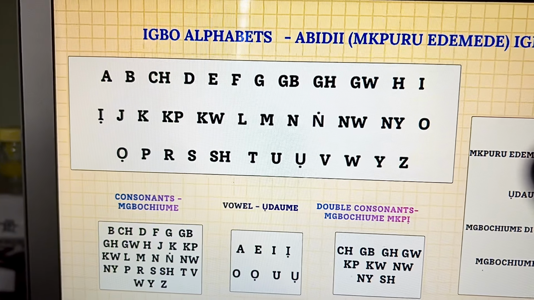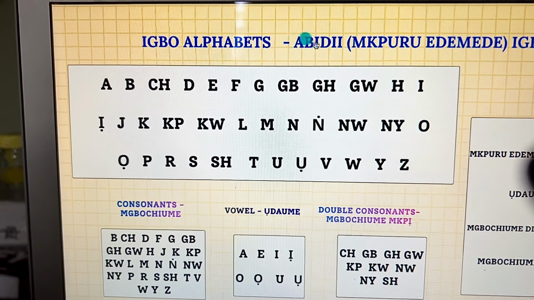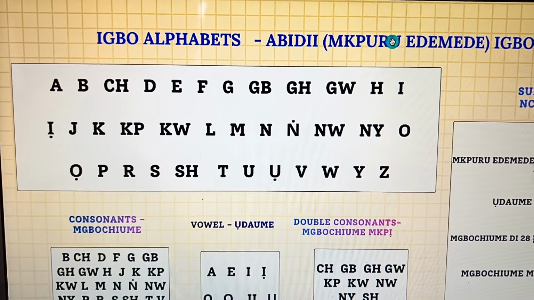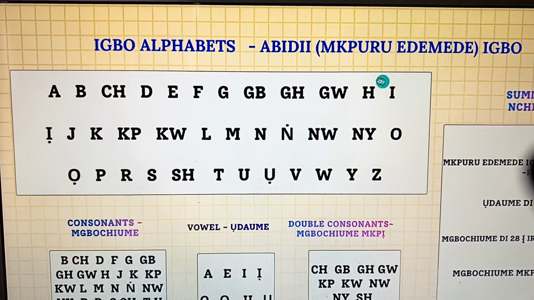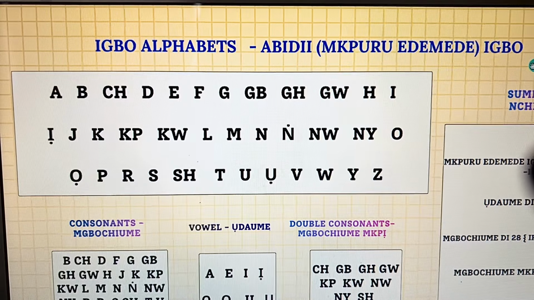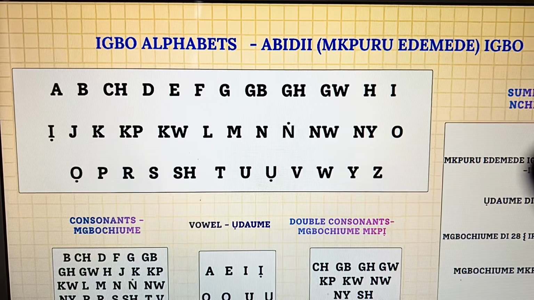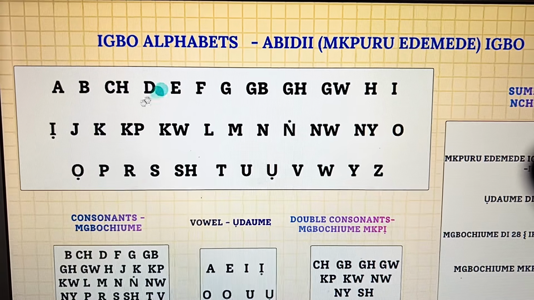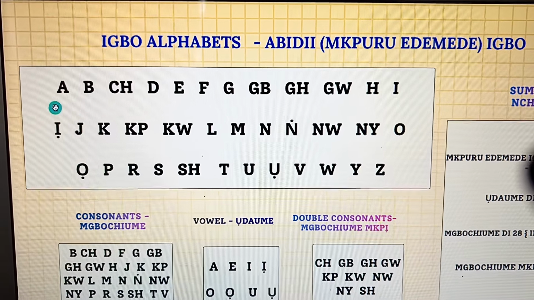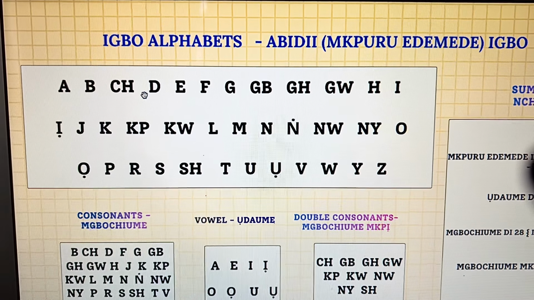Okay. The Igbo alphabet is also known as Abidi Igbo or Mkpụrụ Edemede Igbo. Say after me. Mkpụrụ Edemede Igbo. Good. So, now we are going to read the alphabet. Anyị ga-agụ mkpụrụ edemede Igbo.